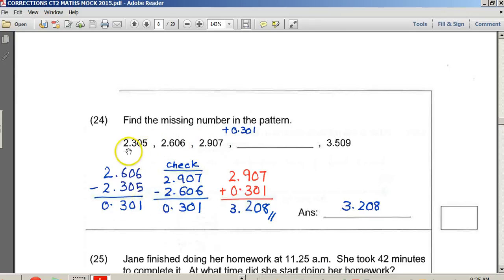Alright, 2.305 plus 0.301, which is this, you get this number, and plus another 0.301, you get the next number, and the pattern should follow this way. Right, plus this, you should get this. Right, pause the video. Please be more hardworking, work it out.